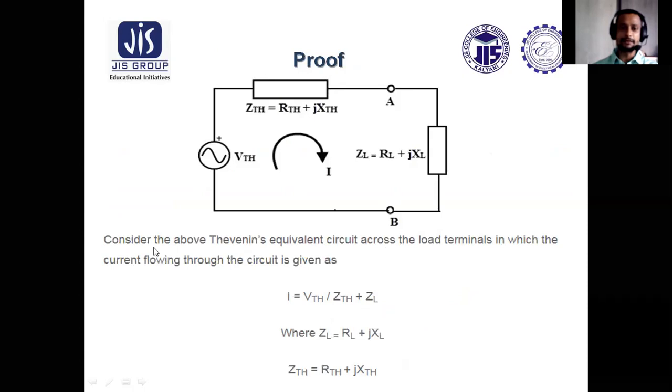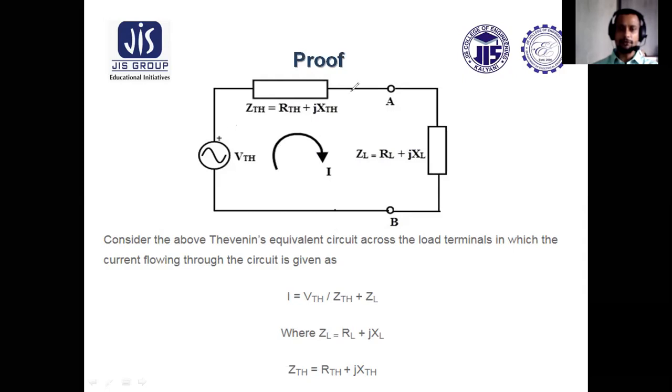Okay. Now let us discuss how we can say that RTH should be equal to RL and XTH should be equal to minus XL in order to get maximum power at the load side. That we are going to discuss now. So, proof of maximum power transfer theorem.